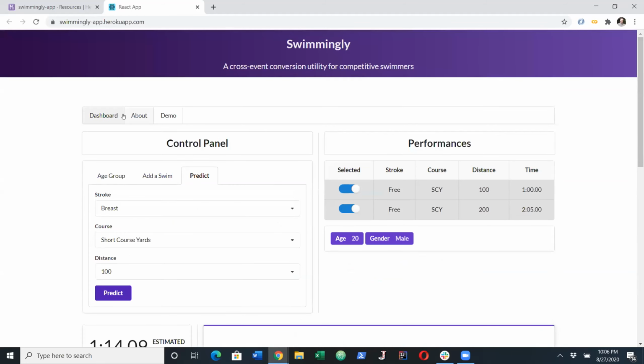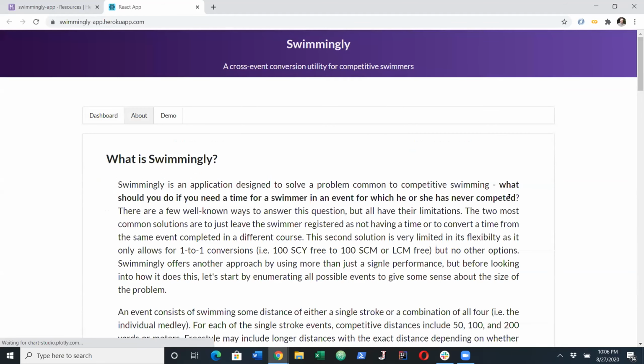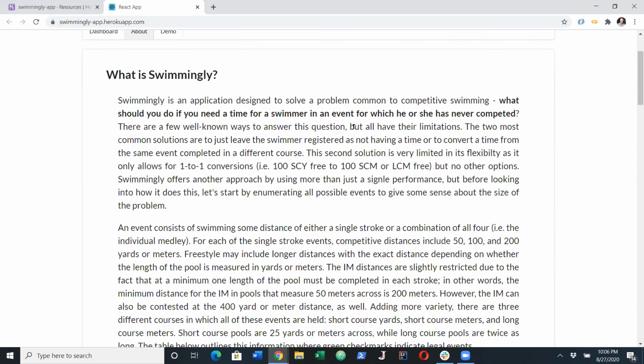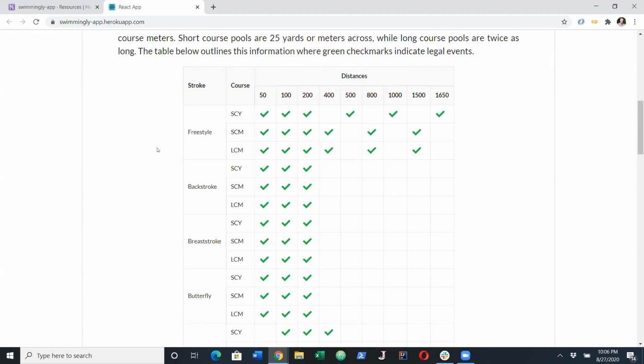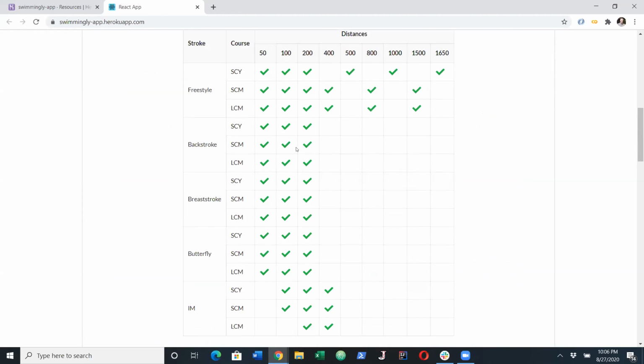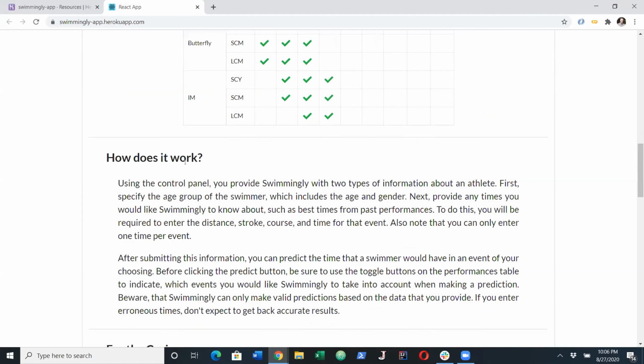And there's also an about section, which explains what's going on under the hood a little bit, what it's for, how you would use it. And here are all the different events that you could possibly have for a swimmer. So any swimmer is bound to be missing at least most of these events. If you want to predict, you can only use the ones you have where the green check marks are.